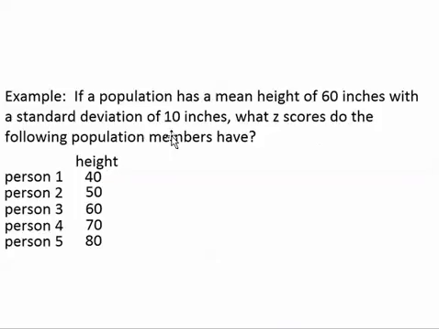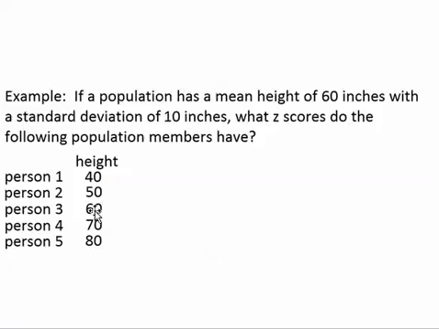If the standard deviation of the population is 10, then this person who has a height of 40 is 2 standard deviations below the mean, because if you start at 60 and you go down by 10, that's 50, and if you go down by 10 a second time, that's 40. So this person has a z-score of -2. This person who has a height of 50 inches is 1 standard deviation below the mean, because if you start at 60 and go down by 10 one time, that's 50. So this person has a z-score of -1.